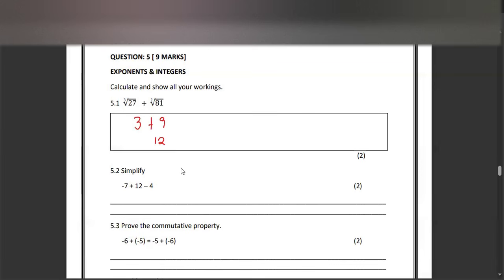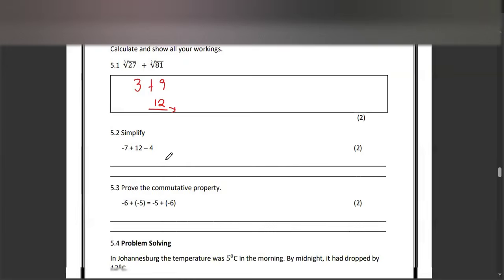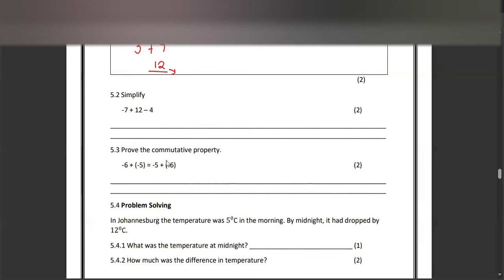3 plus 9 is 12. Then negative 7 plus 12. We have a debt of 7 rand. We pay it off with the 12 rand. We're going to have an excess of 5. You subtract 1. Then our answer becomes 1.